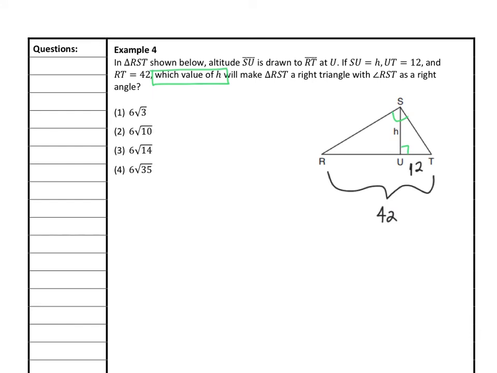You might already be doing the math in your head. I just need to take 42 minus 12, and I'm going to be left with wonderful 30. So that's an extra number that I'm going to add in to make our lives a little bit easier.